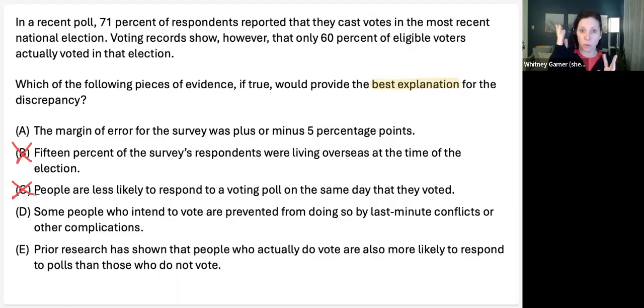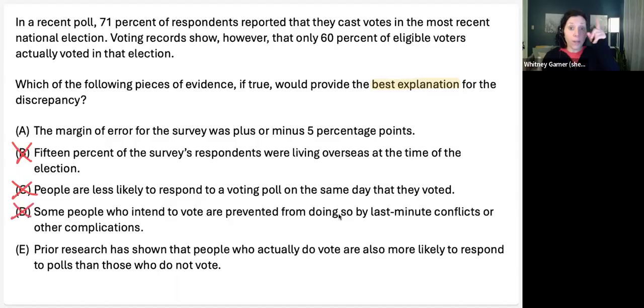If it was that 71% of people were like, yeah, I'm gonna go vote, and then it turns out that they didn't. What do we know about these people? Yeah, beautiful. Because these 71% of people said that they voted. These 71% were not saying, I intend to vote. This 71% said, I voted. And then we don't see your vote there. So we're going to take D out.